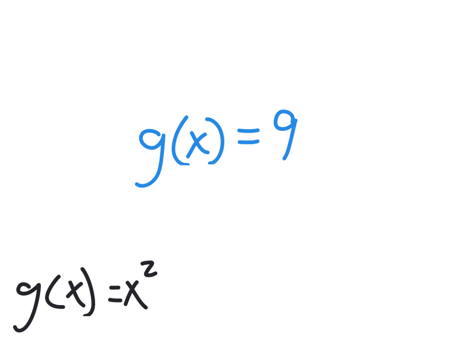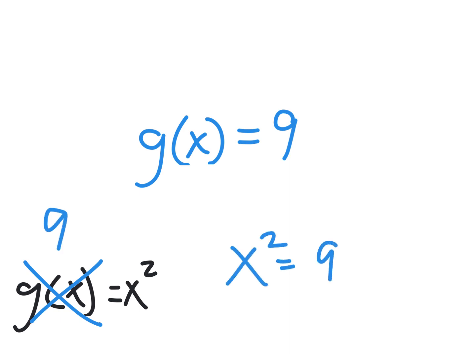g of x is 9. G of x is x squared. Therefore, since g of x is 9, I just put a 9 here. 9 equals x squared. X squared equals 9. Oh, the answer is 3. No, it's not. Think deeper.